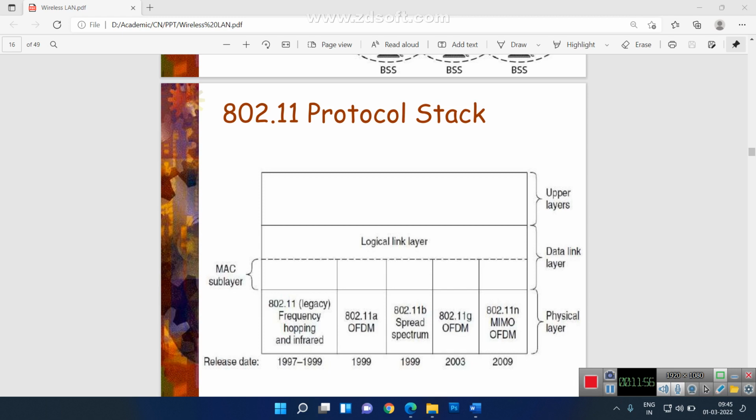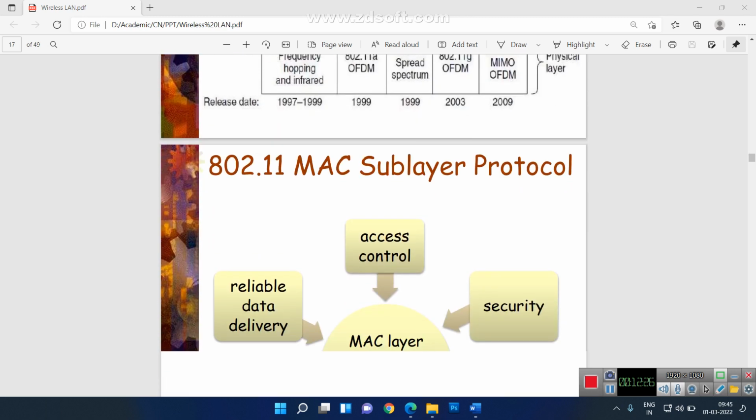This protocol stack is divided into three types of layers. For the upper layers, we already discussed the several types of layers in OSI, open system interconnection. In that, they discussed the upper layers, and then the data link layer and the physical layer. Through the physical layer only we are transferring all this data. That's why all these types of spectrum techniques are used in the physical layer.